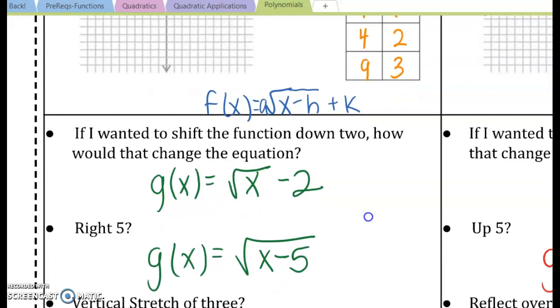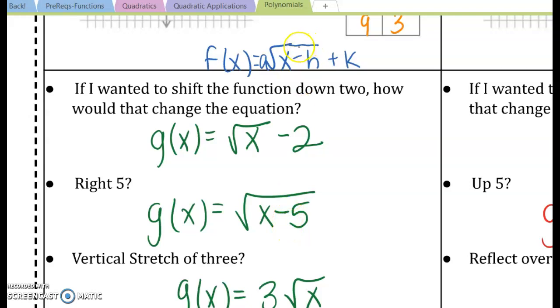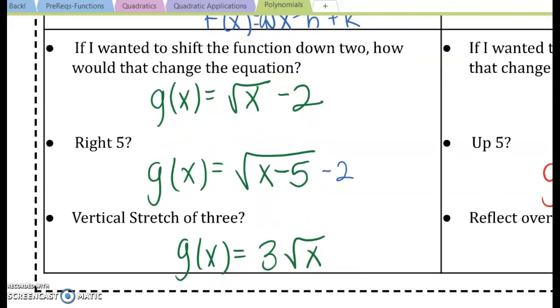Next, you have your right 5. So right 5, that's a liar, so it's next to the x. So instead of plus 5, you write -5. If you were to build off of where we left off from, you would technically have that -2 there, but I actually went back to the parent function for each one of these. And then a vertical stretch of 3 would just put a 3 out in front.